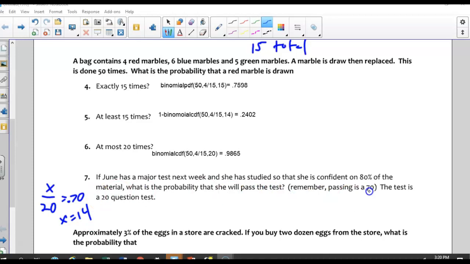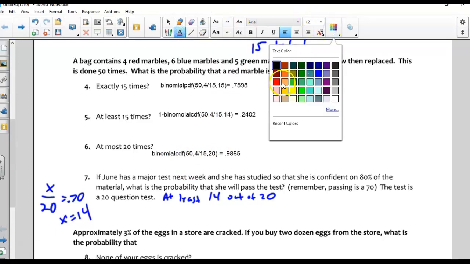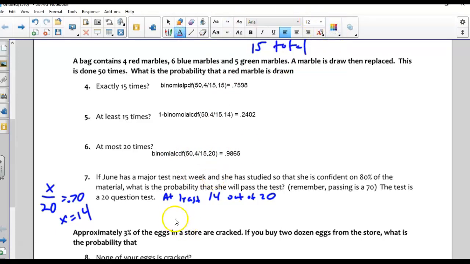So what we're going to do here is we need at least 14 correct, 14 out of 20 to pass, right? So remember, at least, we're going to do the binomial CDF, but we're going to do 1 minus. So we go 1 minus binomial CDF.